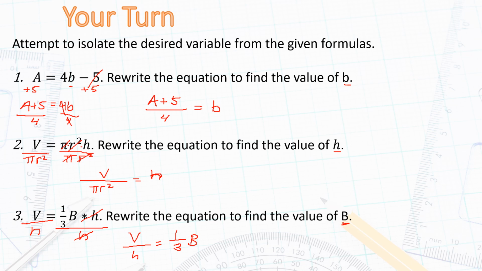Now it's easier to visualize how to get rid of this. 1/3 times B, so it's multiplying by 1, dividing by 3. If we multiply by 3 and divide by 1, 3 divided by 3 will cancel, 1s will cancel, but we have to do the same thing over here, 3 over 1. So with fractions, remember, you multiply the numerators together and you multiply the denominators together. So we're going to get 3V over 1H, or just H, is equal to B. So 3 times the volume divided by the height would be equal to the base.